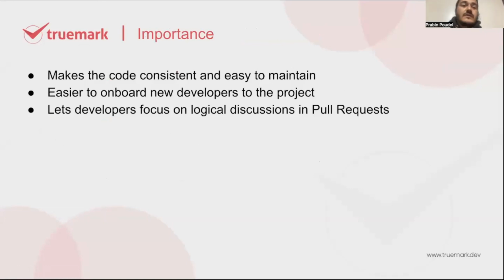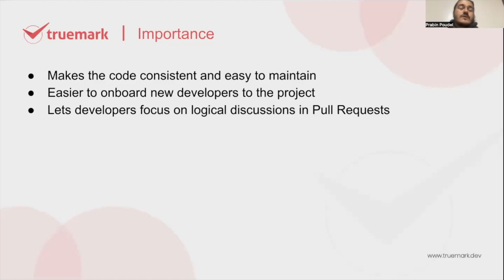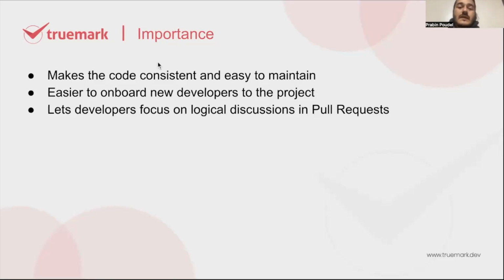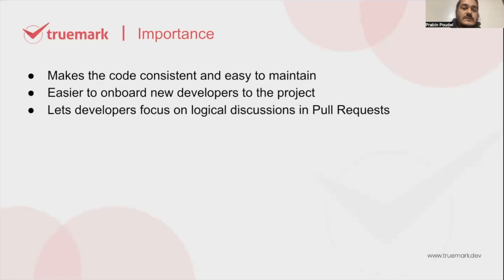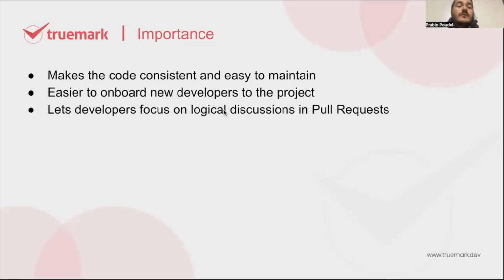So why are coding standards important? The first point is it makes code consistent and easy to maintain. When there is a guideline, every developer can follow those guidelines and go through that document, so the code they write will always have to adhere to those guidelines. So that code will always be consistent, and when the code is consistent, even for future developers it is easier to maintain because they can just go through the guidelines and find what is going on there.